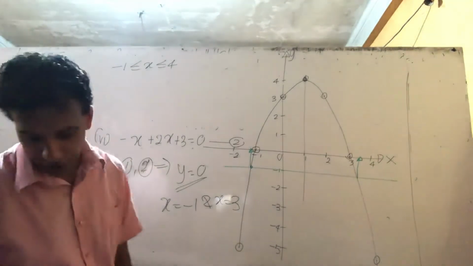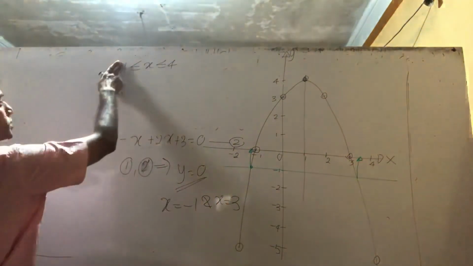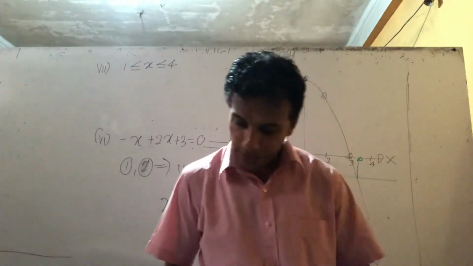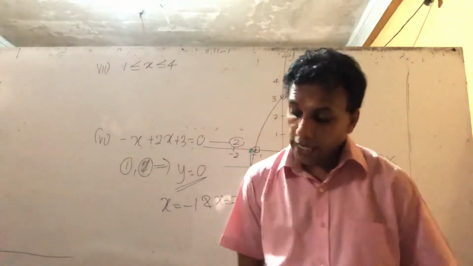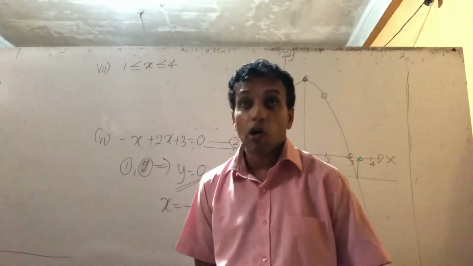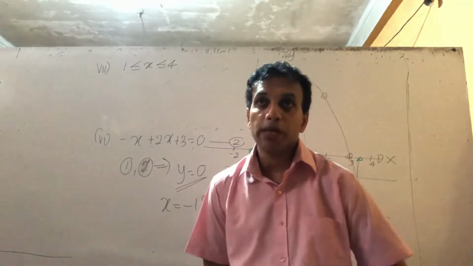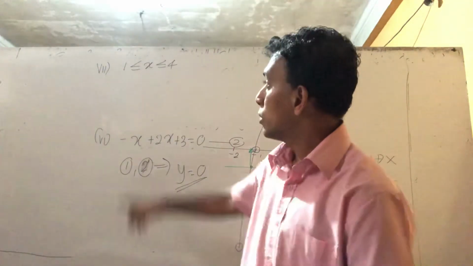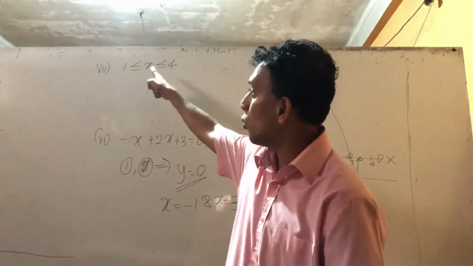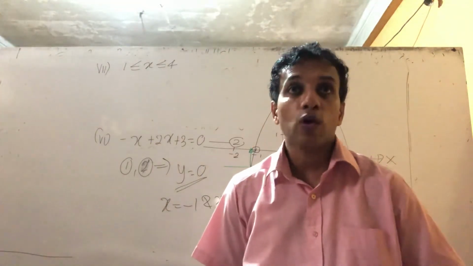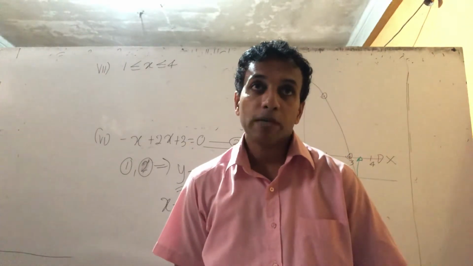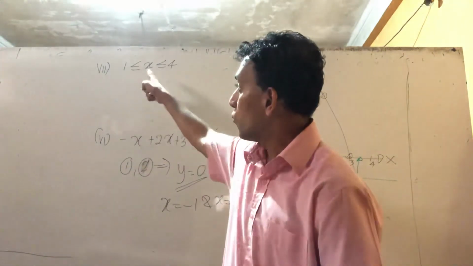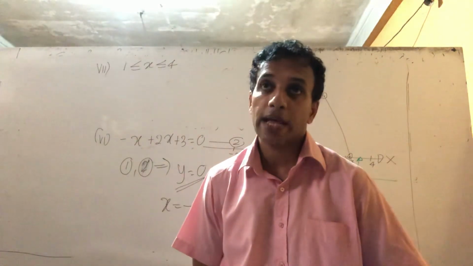So right, next part, that means the 7th part in the book. Describe the behavior of the function for 1 less than or equal to x less than or equal to 4. Describe the behavior of the function for 1 less than or equal to x less than or equal to 4.